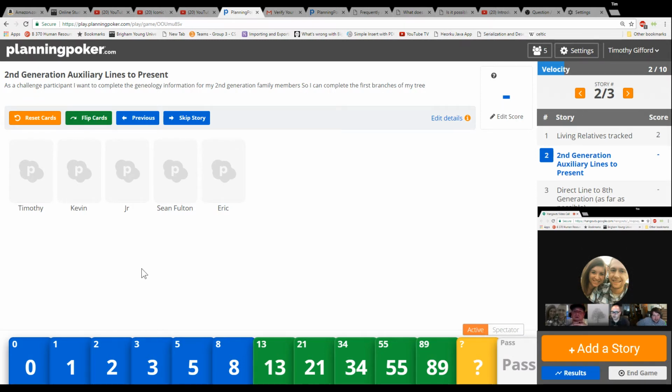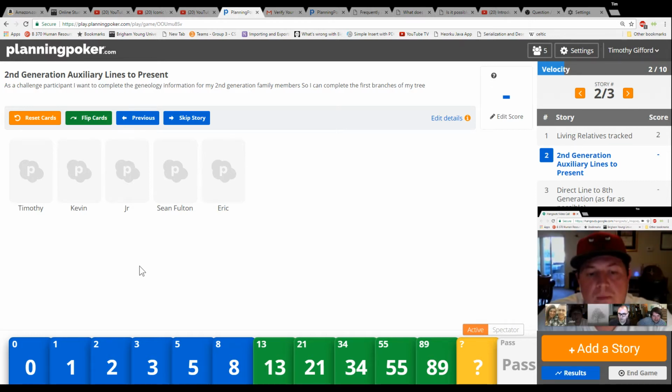Second generation auxiliary lines to present. In a nutshell, this is the second generation on your chart. These are people who, some might be living, but some have also passed. But from living relatives, you've already fleshed out that part. So at this point, we just need to start getting all of those second generation relatives tracked up to today. So your grandparents and whatever.